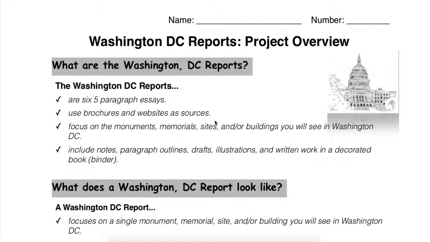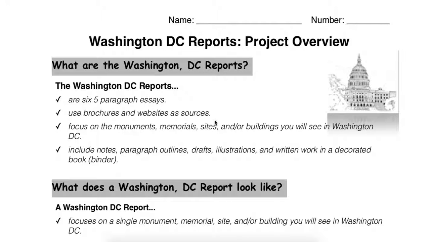Hello, the purpose of this screencast is to go through the Washington, D.C. Reports Project Overview with you, provide you with some anecdotes or additional information, and also hopefully clear up any misunderstandings that might arise over the course of this project, and ultimately to give you a better picture of what this 5 to 6 week project entails.